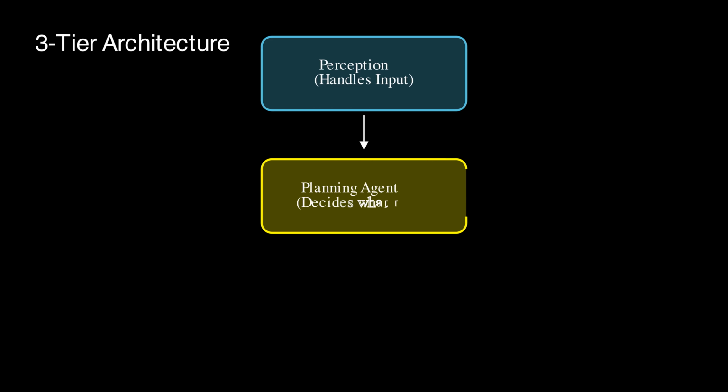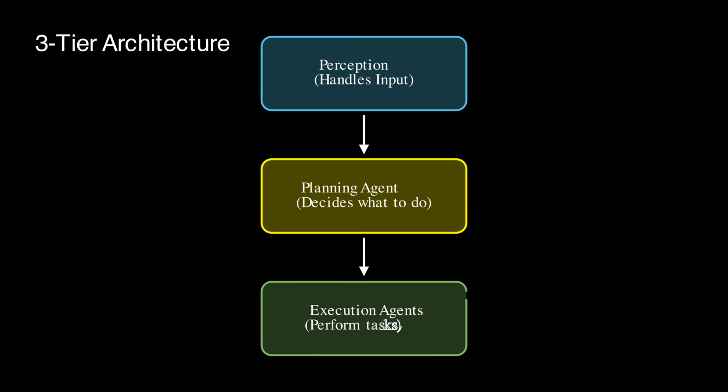We'll use a 3-tier architecture. First, the perception tier, which handles input. Second, the planning agent, which decides what to do. And third, the execution agents, which perform the tasks.